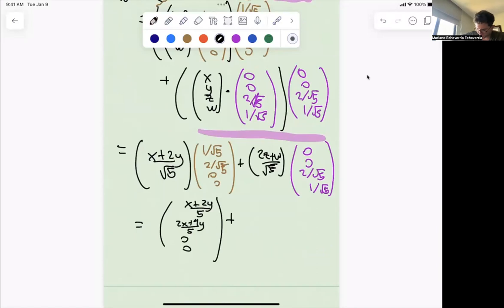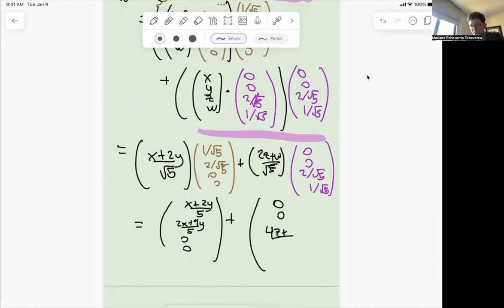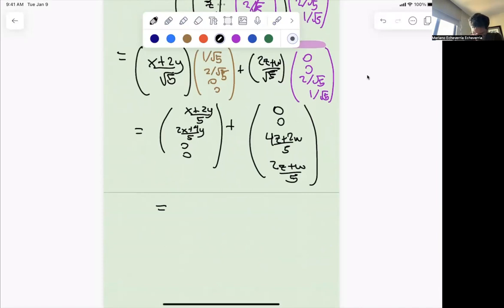And then you get 0, 0, then (4z plus 2w)/5, and then (2z plus w)/5. Finally, you combine them: the projection onto W of v is just the two vectors added together. This is easy to add.